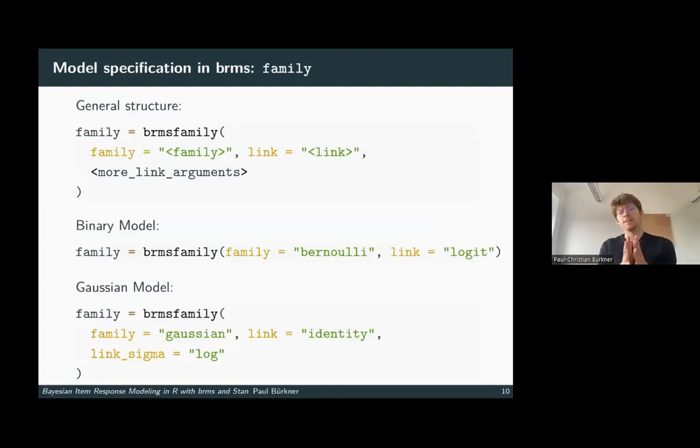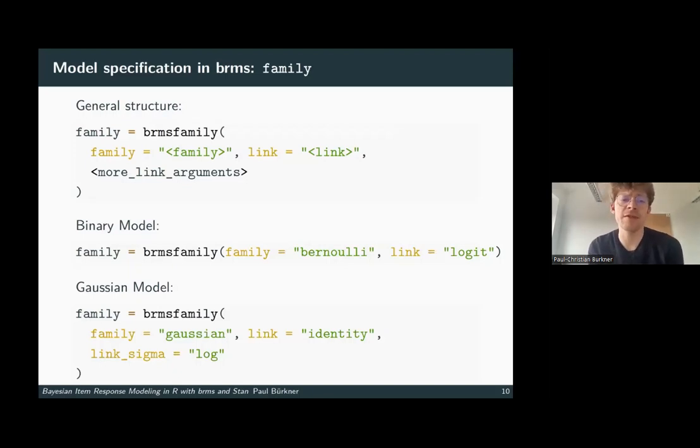Okay, so let's specify our IRT models in brms. We're going to start with a so-called family. Family basically means what kind of likelihood we are assuming. So we can use all sorts of standard families that are available in R, such as Gaussian, Poisson, binomial, but we can also use the a little bit more general brms family interface, where we have access to a lot more families.